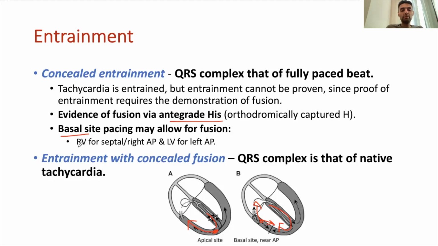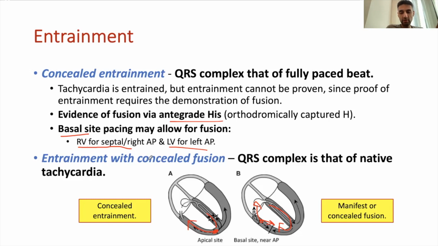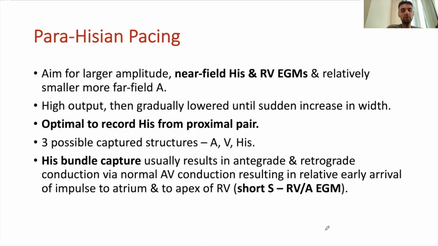So obviously, you have to pace closer to the accessory pathway to manifest fusion with entrainment. So it's best to pace from the LV for left accessory pathways and pace from the RV base for septal right accessory pathways. When it's apical pacing, concealed entrainment is more common. When you're base pacing, you may get manifest or even concealed fusion, meaning you pace when the QRS is mostly the tachycardic QRS, because you pace just at the very distal end when the QRS almost fully came from your native His-Purkinje system QRS. So if you want to show more manifest or concealed fusion, you have to pace more at the base, which we don't routinely do.